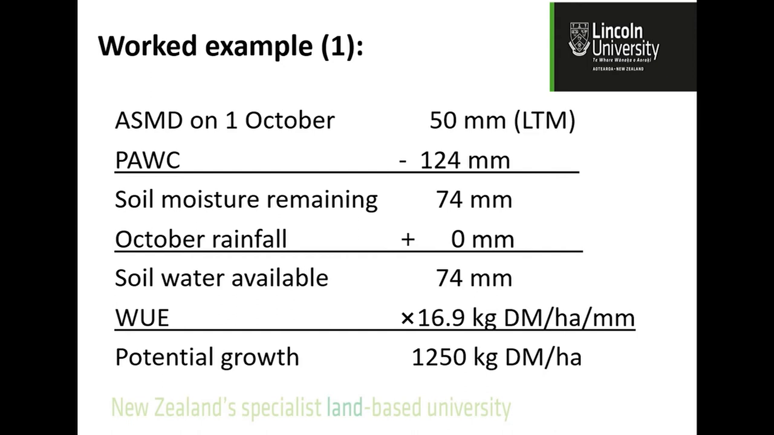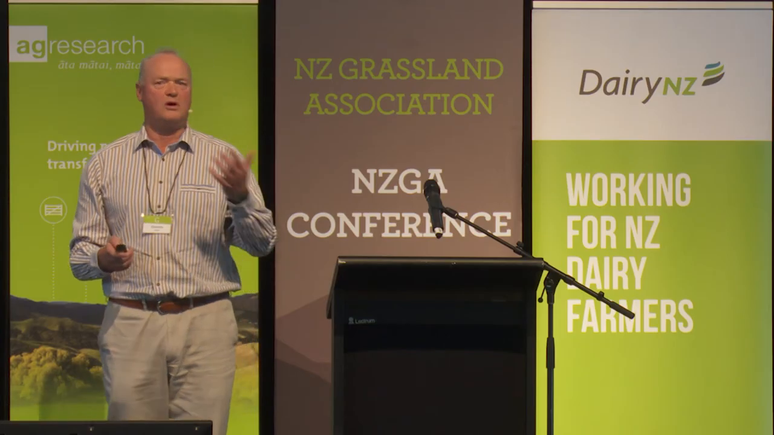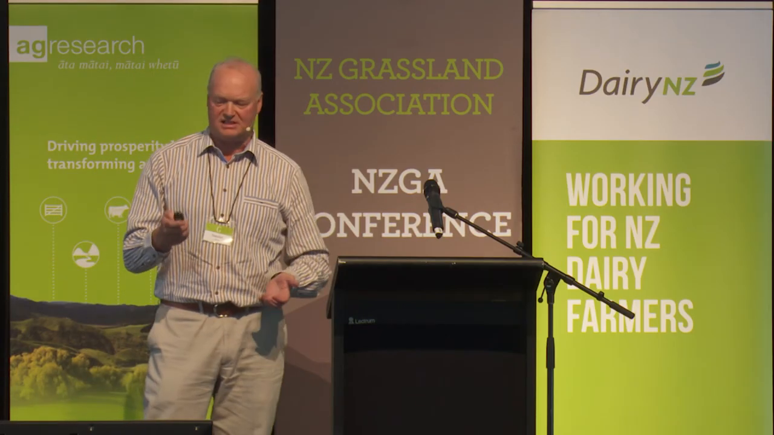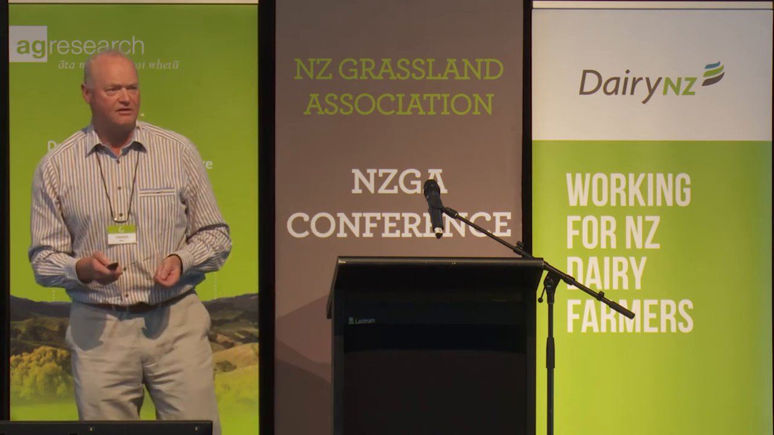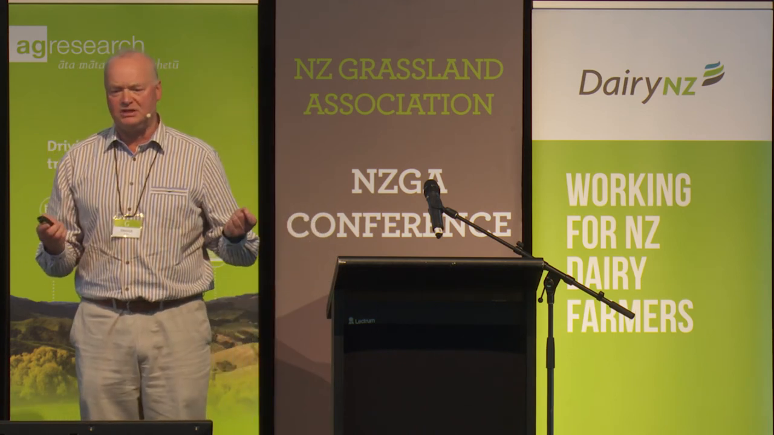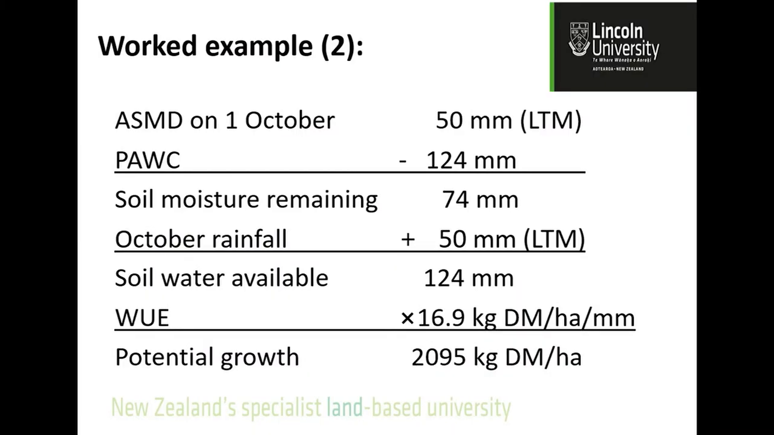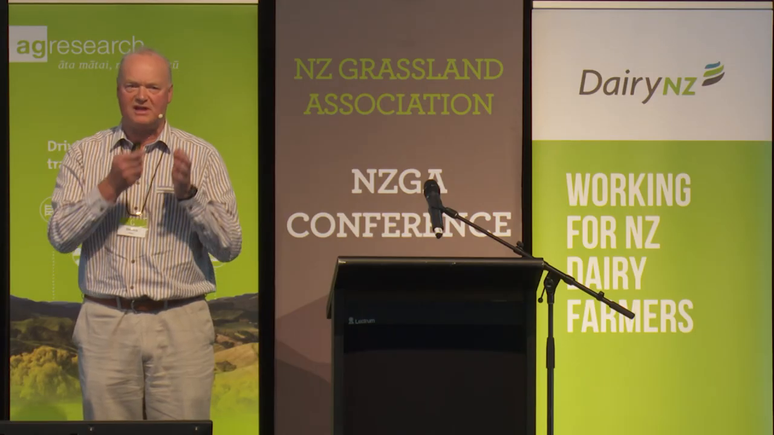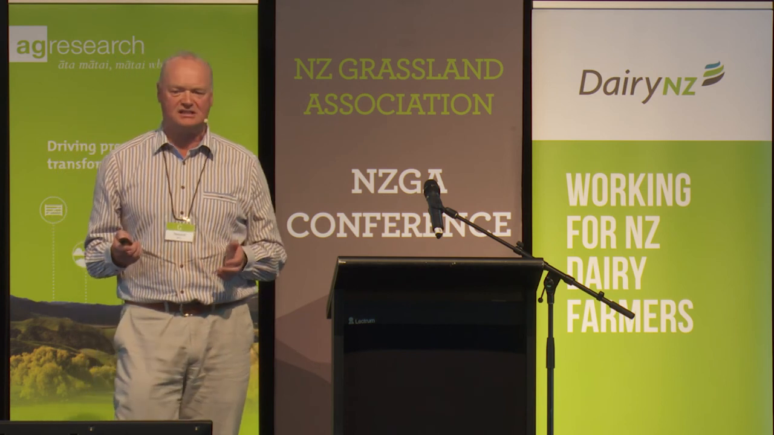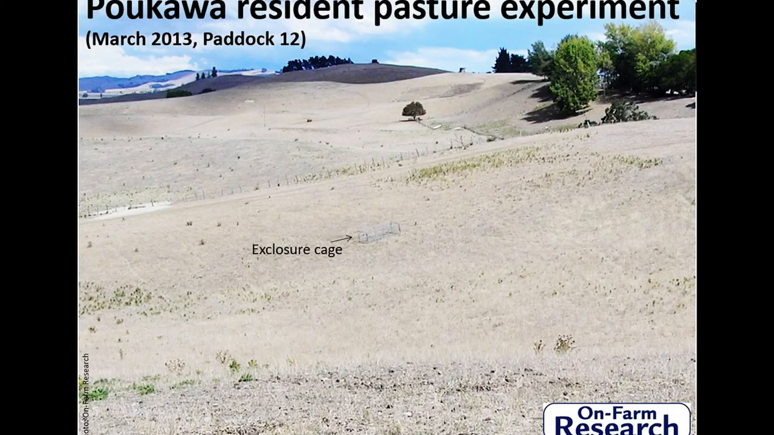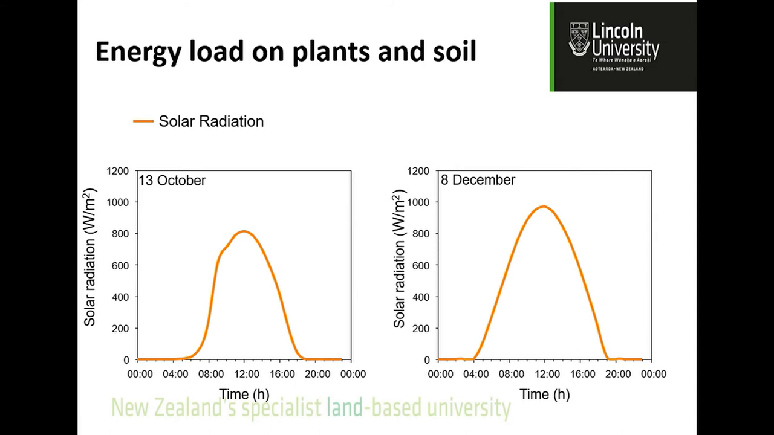If you have no rainfall in October, you're going to grow about 1,250 kilos of dry matter with what's left in your bucket, 17 times that 74. If you get the average rainfall for that period, you're going to get 50 millimetres of rainfall, and you're going to grow 2,000 or 2,100 kilos of dry matter. So we can start to create predictive tools for farmers so they get an idea of what's happening in season, in time. Because we've got to farm for the spring, because that's the most important period that we have in these environments, and so we need to utilise the pasture that we have.